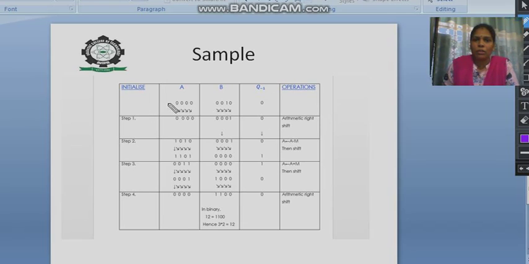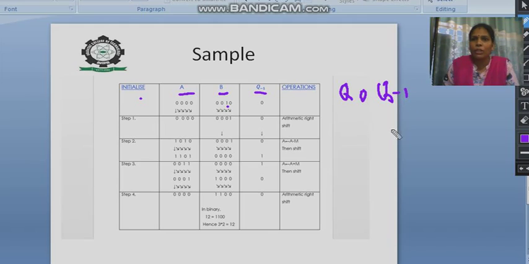This table is showing how we are performing the multiplication of 6 with 2 by applying the Booth algorithm. There are 4 columns: the step, the contents of A, the Q, and the Q minus 1, and these are the operations which we are performing by checking the condition. Initially A is initialized with 4 zeros, B is 0 0 1 0, and this is the Q minus 1. In each and every step we have to check the Q0 and Q minus 1.